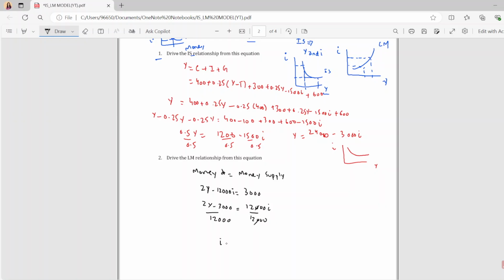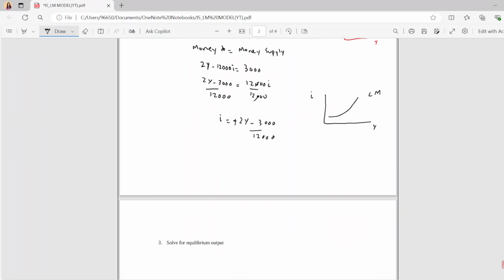And this is the LM relationship, I equals 2y minus 3000 divided by 12,000. Now you can see that there is a positive relationship between the interest rate and y. Here the interest rate is the dependent variable and income is the independent variable, so there is a positive relationship between them. LM would go like this. We have y over here and the interest rate over here, showing that when the interest rate increases, income is going to increase too. That's the LM relationship.